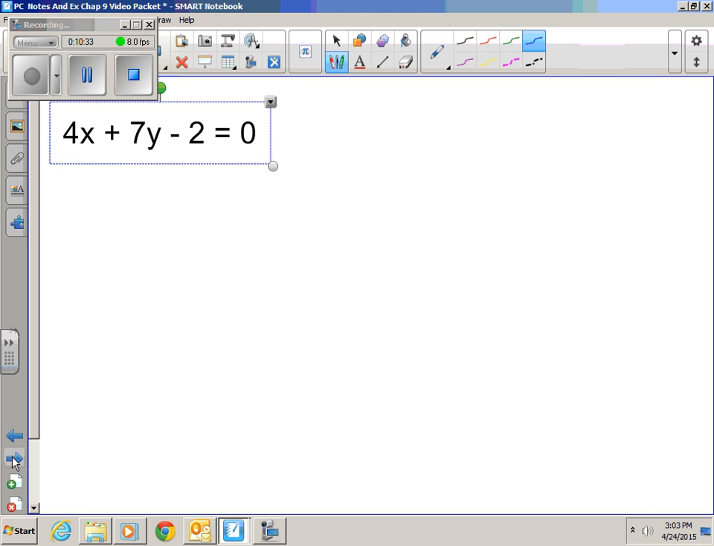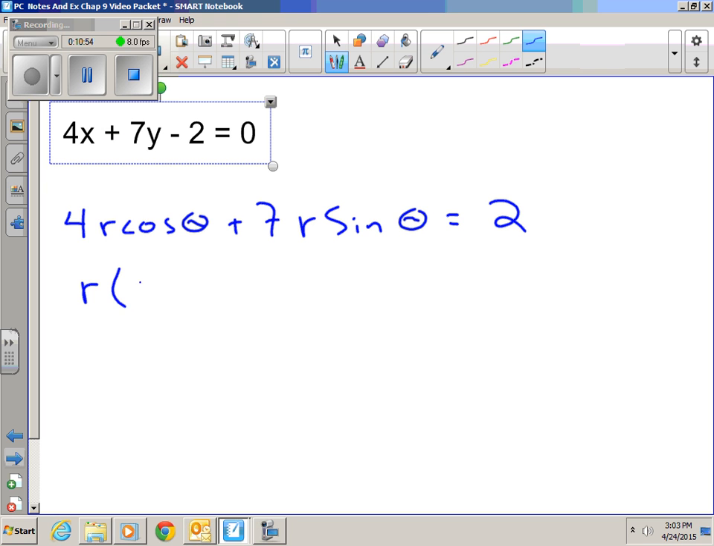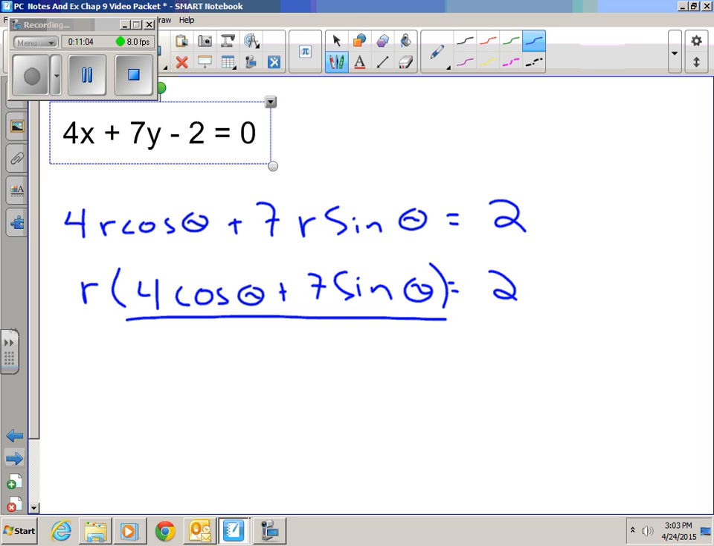As I look at this one right here, I'm going to replace x and y with r cosine theta and r sine theta. So I have 4 times r cosine theta plus 7 times r sine theta is equal to 2. I'm going to factor out my r. So r times 4 cosine theta plus 7 sine theta is equal to 2. And then just divide both sides. To solve this for r, divide both sides by 4 cos theta plus 7 sine theta.